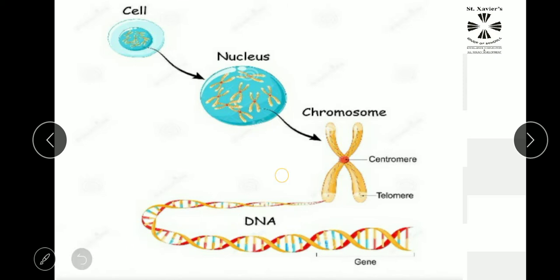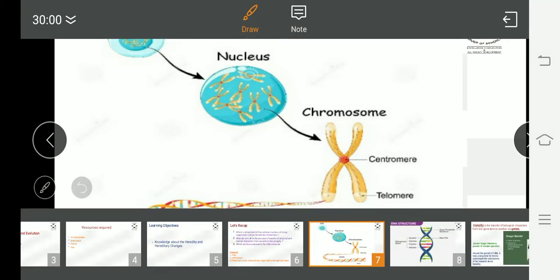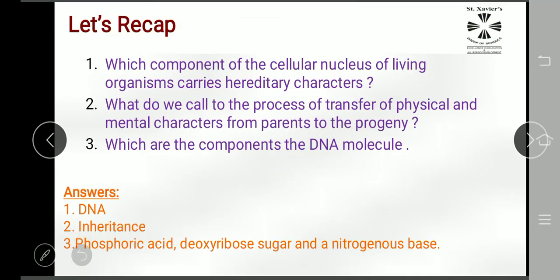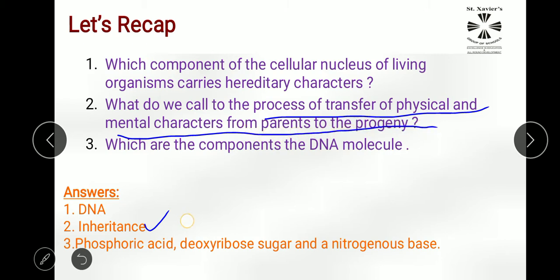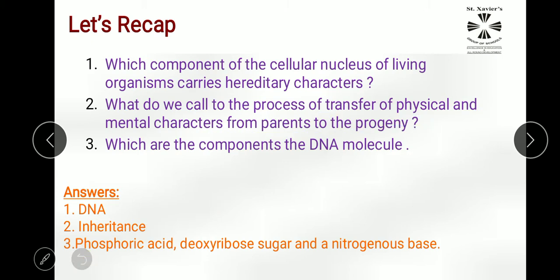Now let us see the second question. What do we call the process of transfer of physical and mental characters from parents to progeny? Students, this process is called inheritance. We have already studied this in our ninth standard. This is just a revision.